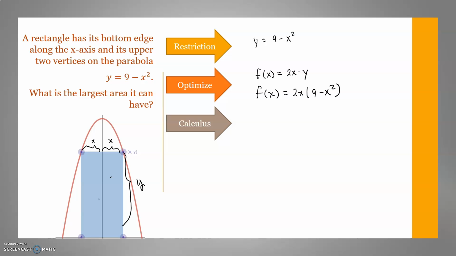And now we're going to do calculus in order to optimize the area. So this is my f of x equation. I'm going to distribute, and take a derivative. And then we want to find the critical points. So we're going to look for where that's 0 or undefined. It's never undefined, so we're looking for where it's 0.